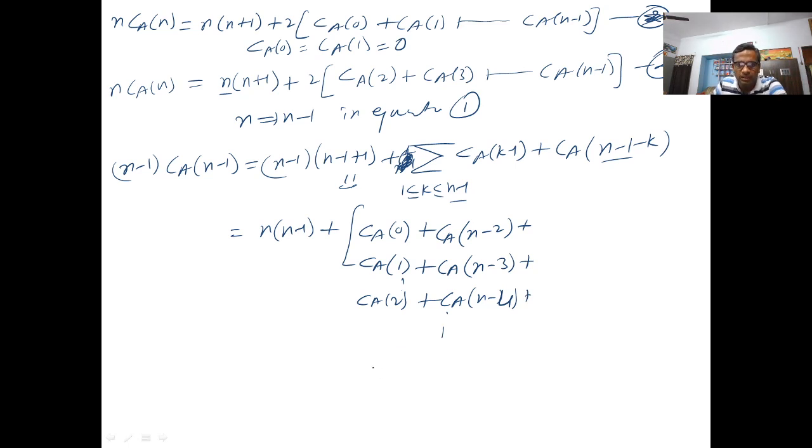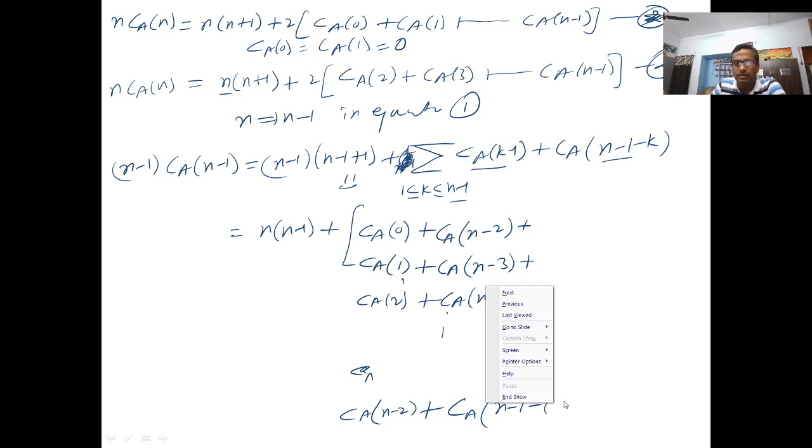So it means Ca of, if we put k is equal to n minus 1, then it will become Ca of n minus 2. This term will become Ca of n minus 2 plus Ca of how much? n minus 1 minus n minus 1 further. Let's resolve this a bit more. Then what will it be? n will get cancelled, isn't it? So it will become equal to 0. Done. So it will be Ca of 0.